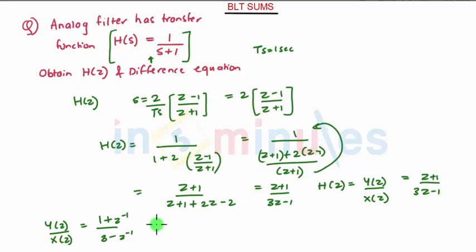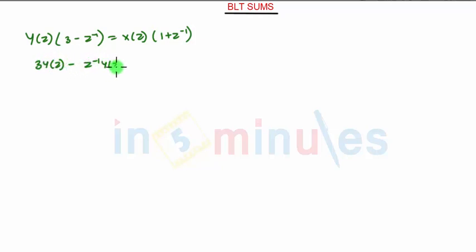Now we have to cross multiply to get the inverse z transform. So first we will bring this equation by cross multiplying. So by cross multiplying we get y of z into 3 minus z raised to minus 1 is equal to x of z into 1 plus z raised to minus 1. So we will expand these terms, that is 3 into y of z minus z raised to minus 1 y of z is equal to x of z plus z raised to minus 1 x of z. So it is like the form of normal linear equation.